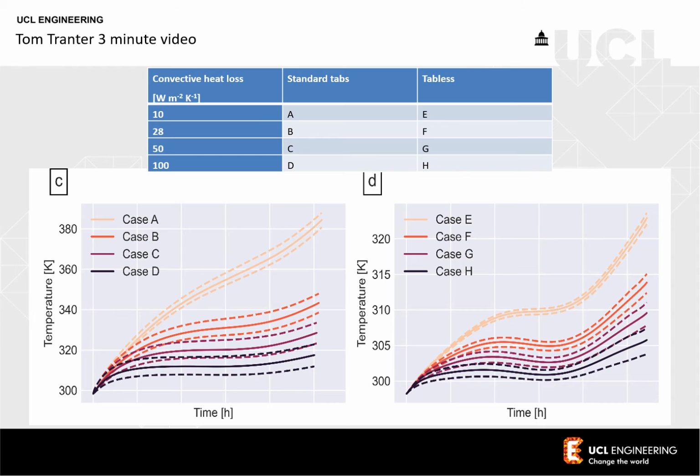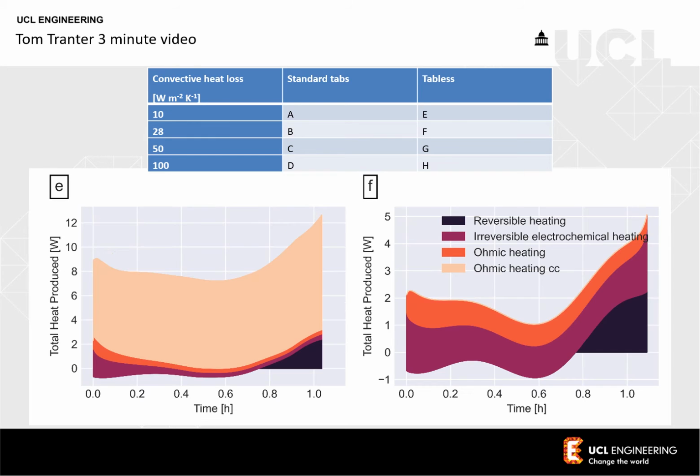So you can see the temperature profile evolution for the different cases here as well. And there is a stark difference between the two different tab designs. So the standard tabs gets up to 80 degrees at the end of discharge, compared to the Tesla tabs, which only gets to 25. And the reason for that is basically ohmic heating in the current collector itself.